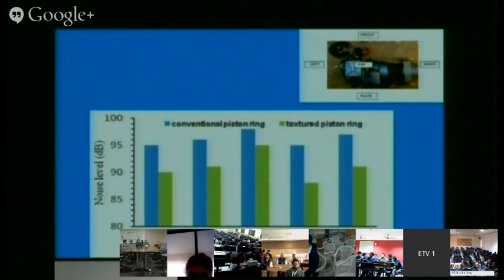Another point is the effect of profile on the noise of the engine. Here the engine is there, and noise has been measured at this location: front, this is left, this is right, this is back, this is top. Here we can see on the left, this much difference we are getting. 95 came down to 90, and similarly at other places a significant reduction in noise is also taking place. So what is the reason behind the reduction in noise?